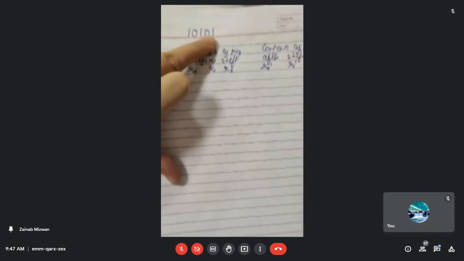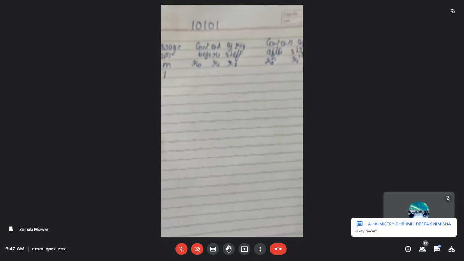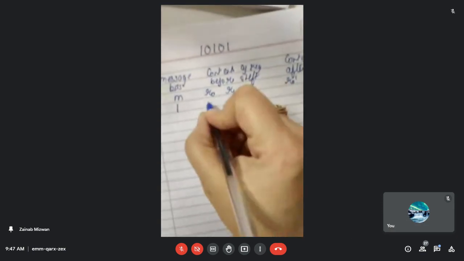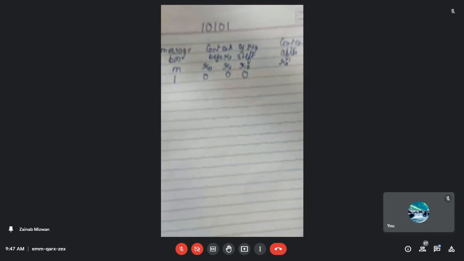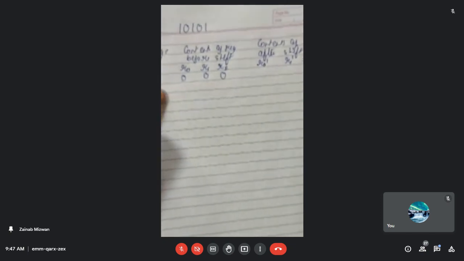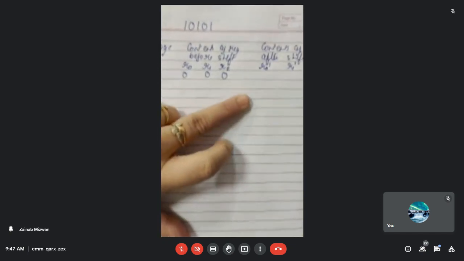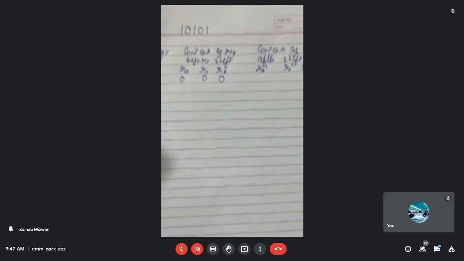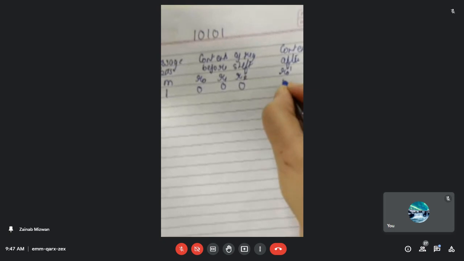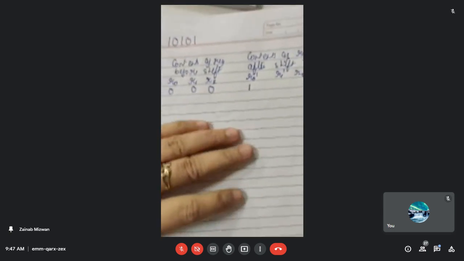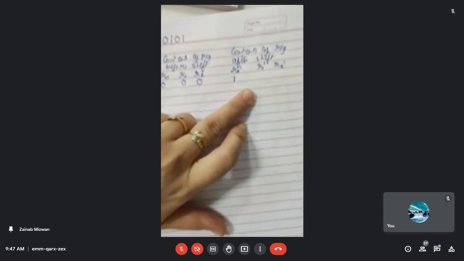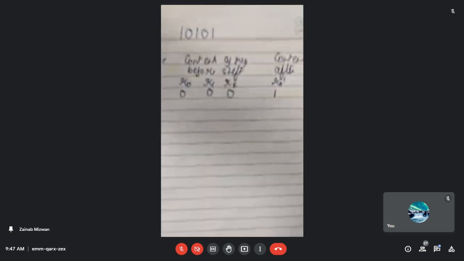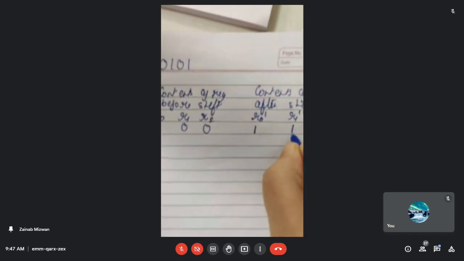So we are having 10101, and the first bit will be 1. Initially, when no shifting is done, the flip-flops contain the value 0, 0 and 0. Considering R0, R1, R2, what will R0 dash be? R0 dash will be R2 XOR M, so it will turn out to be 1. For R1 dash, the equation we have written is R2 XOR R0 XOR M, so again it will be 1.